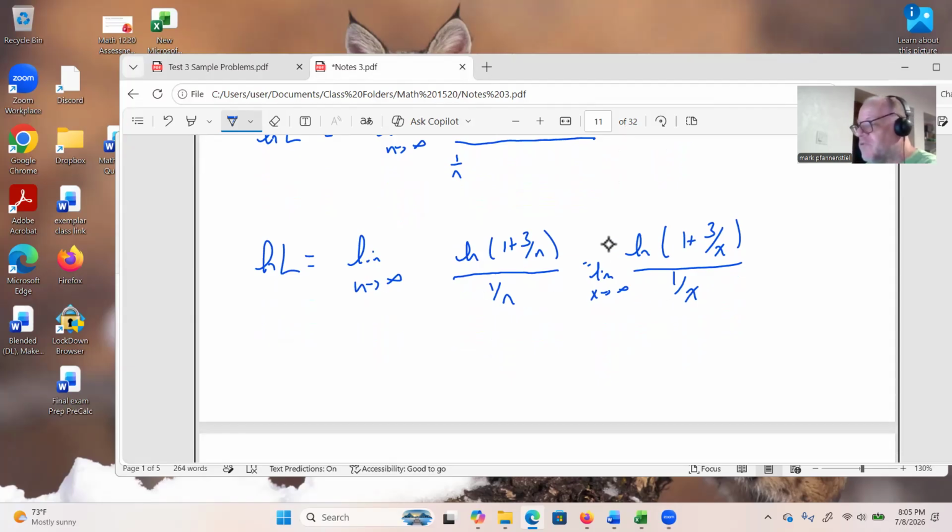So what we're going to do is use L'Hopital's now. So now apply L'Hopital's. Okay, so we have the natural log of L is equal to, now I have to take the derivative of the top.